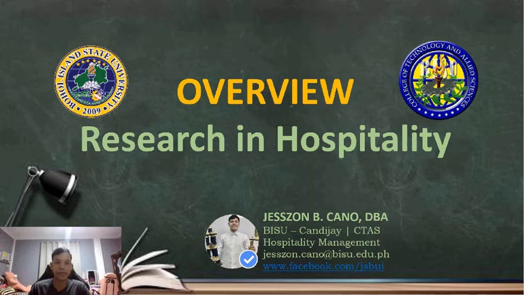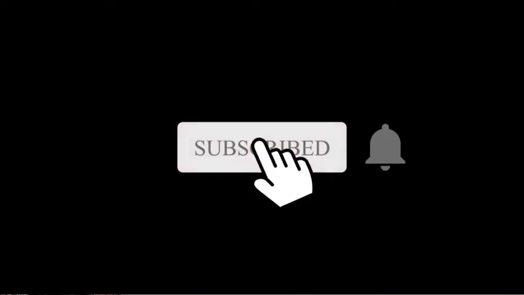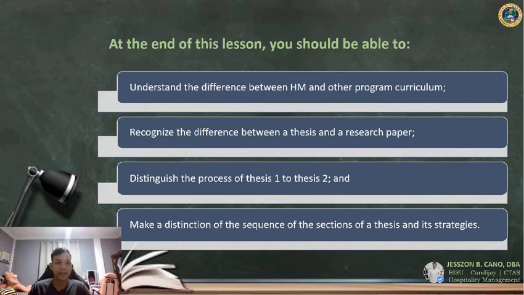So in this online discussion, we will discuss the overview of research in hospitality. At the end of this lesson, you should be able to first understand the difference between the HM and other program curriculum. In our college, we have computer science and office administration. So we will differentiate the curriculum of the HM and the other programs offered in our college.